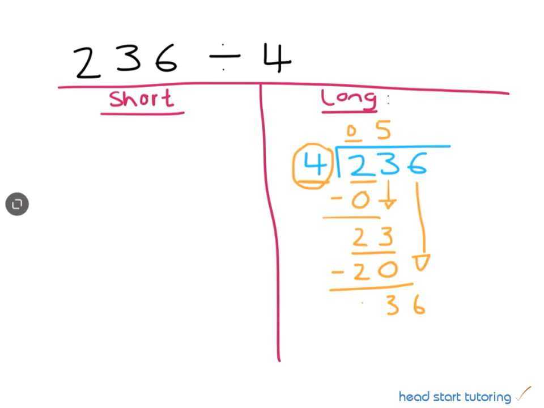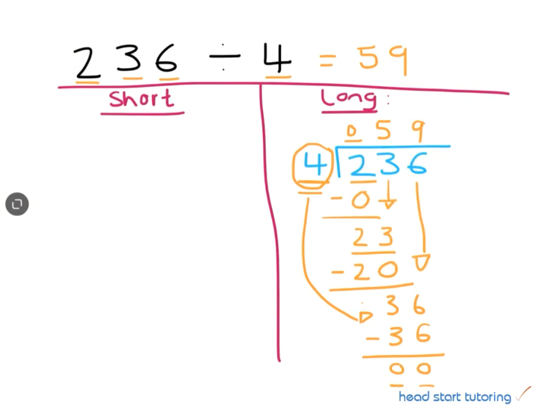We now have to see whether 4 fits into 36, which it does. It fits into 36 9 times, and 9 times 4 is 36. So we've worked that out perfectly and we've got no remainders. So we have seen that 236 divided by 4 is 59.